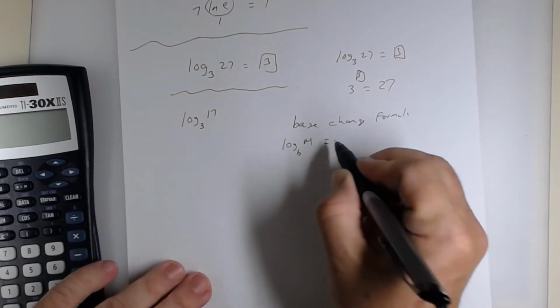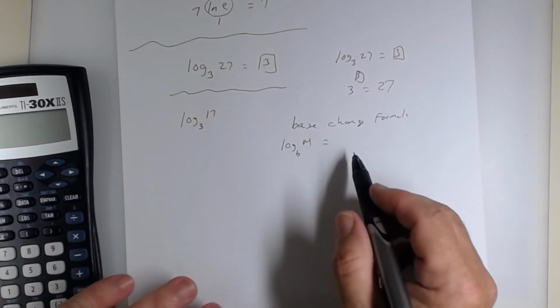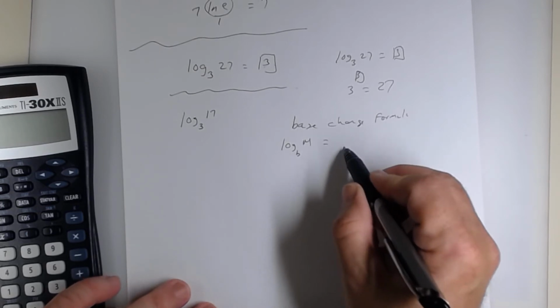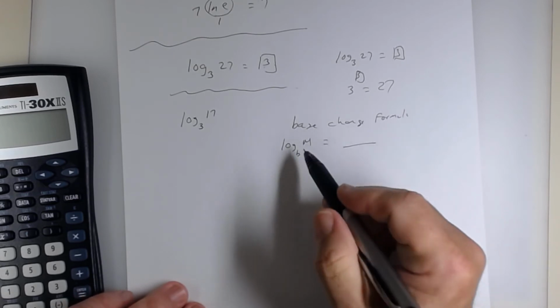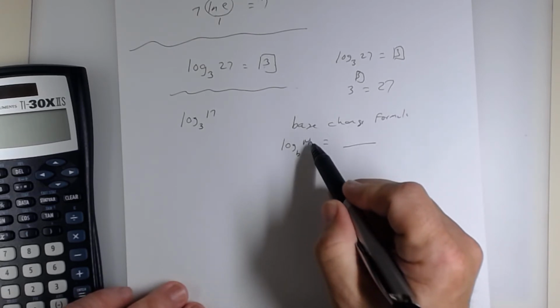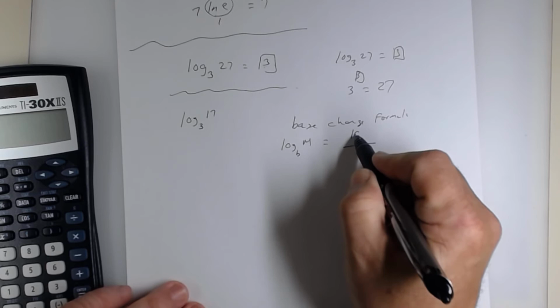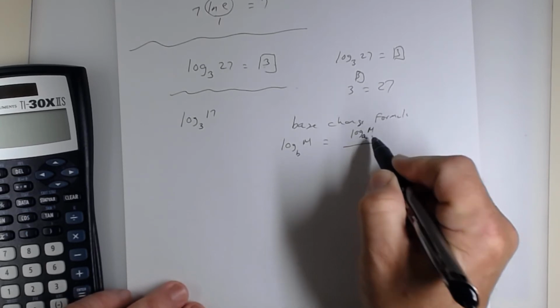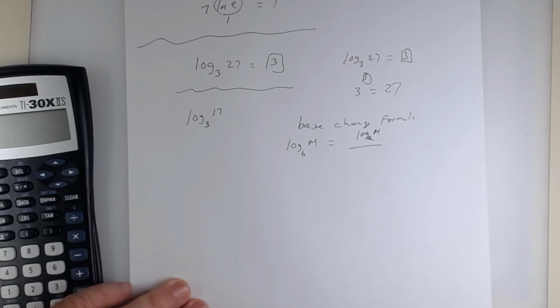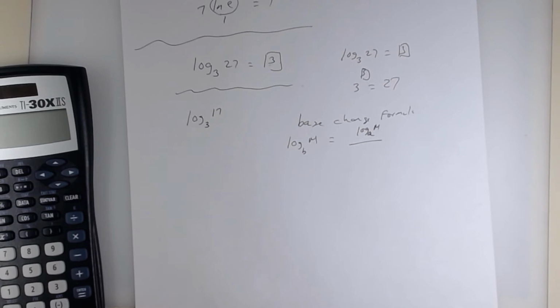So I can change it to a new base, and this is what it would look like. It would be a fraction, so you'd have to rewrite this as a fraction. You would say the log of m first. That goes in the numerator with my new base, and let's call the new base a. So the log of m base a. So I want my base to be a, okay?